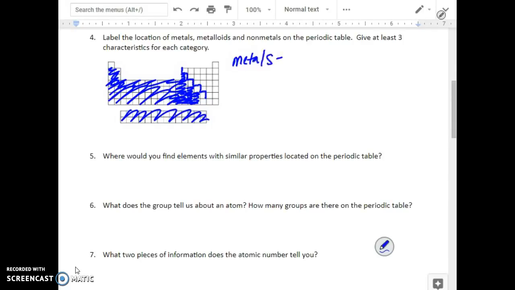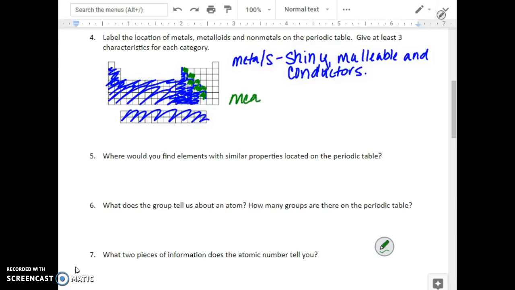And one characteristic of metals is that they are shiny, malleable, and good conductors of heat and electricity. Then we have, touching the stair-step line, the metalloids. These are going to be your semiconductors, which means that they conduct sometimes under certain situations.